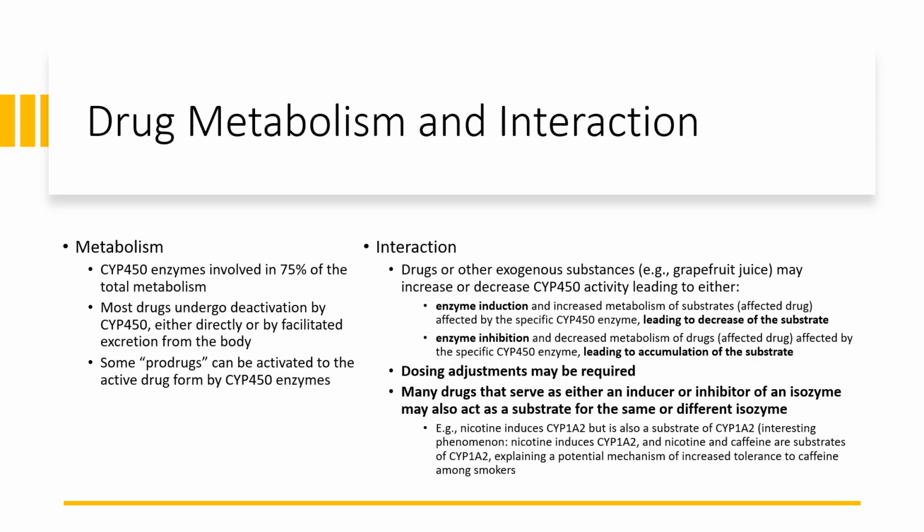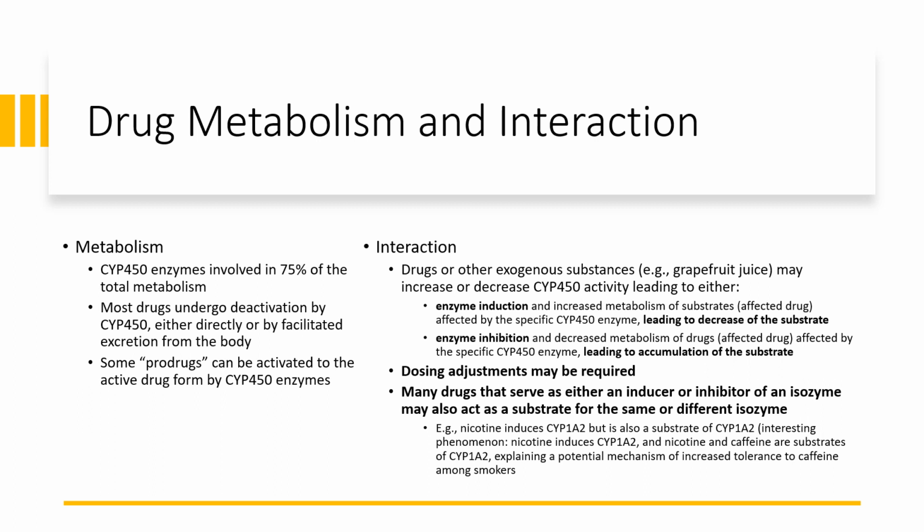Cytochrome P450s are the major enzymes involved in drug metabolism, accounting for about 75% of the total metabolism. Most drugs undergo deactivation by P450s either directly or by facilitated excretion from the body. However, many substances are bioactivated by P450s to form the active compounds, like the antiplatelet drug clopidogrel and the opiate codeine. This is when prodrugs are converted to the active drug metabolite by the CYP450 enzymes.